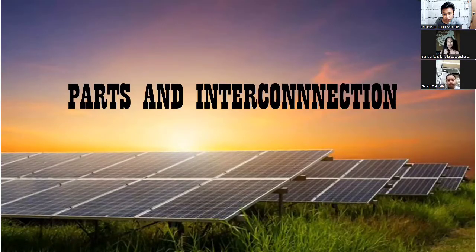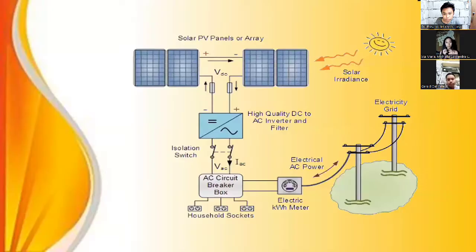Parts and interconnection. Sa parts interconnection, yung solar panels mapupunta sa switch, yung direct current mapupunta sa switch and then magiging AC siya. AC circuit breaker box and then ito yung household socket. Ito yung mga sasaksakan natin ng mga appliances and doon tayo makakakuha ng electricity. And then yung electric kilowatt meter, pwede rin siyang gumana, parang iikot din siya papunta sa mga electricity grid, yun yung cable.